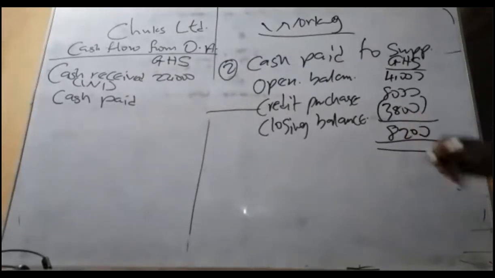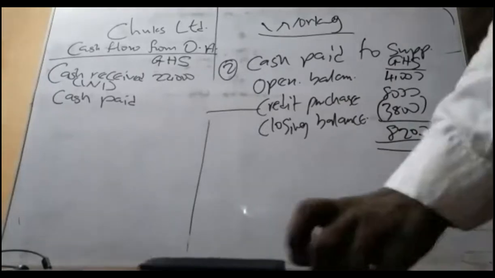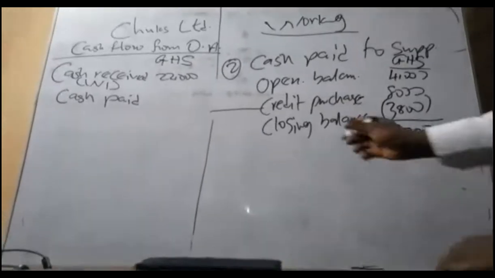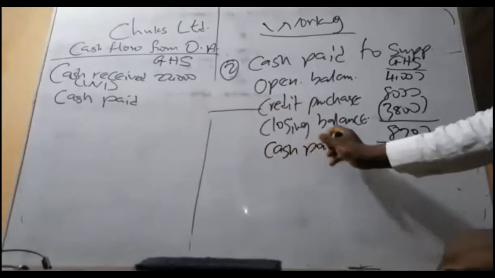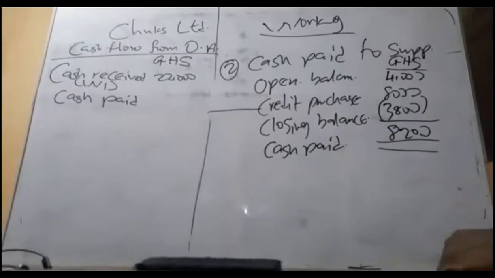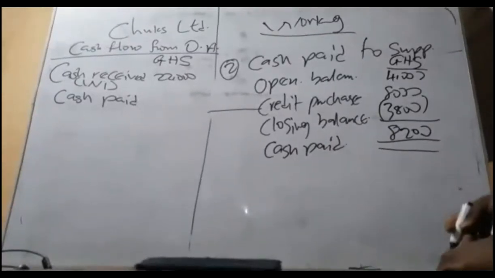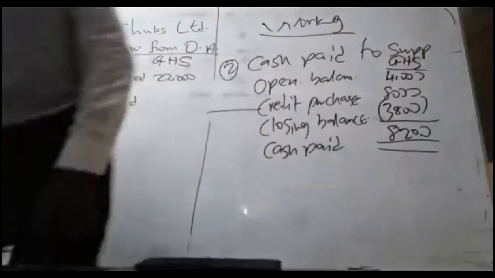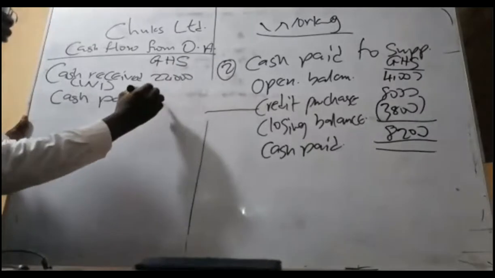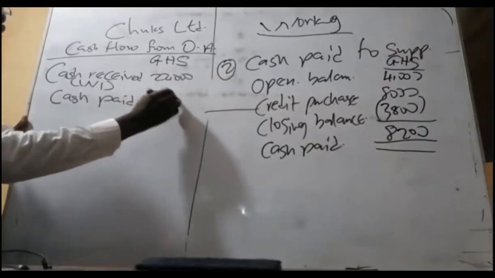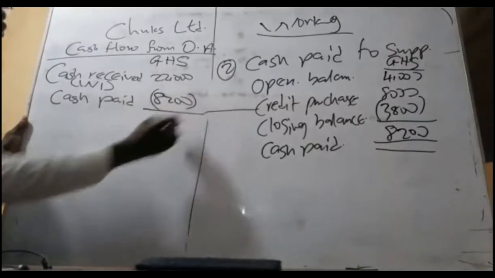8,200, right? Agreed. So this is what we will call cash paid to the suppliers. That is 8,200. Then we adjust. So keep the format short and brief. So 8,200. Take it off.